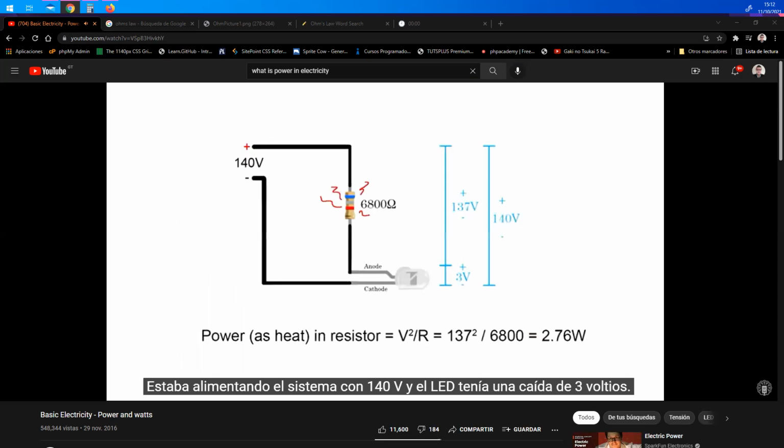I was powering the system with 140 volts, and the LED had a 3-volt drop across it. So this meant that the resistor must have had 137 volts across it. The power being delivered to the resistor, in this case heat, is given by V squared divided by R. 137 volts times 137 volts divided by 6,800 ohms equals 2.76 watts of heat.